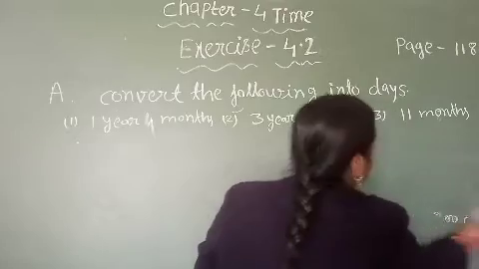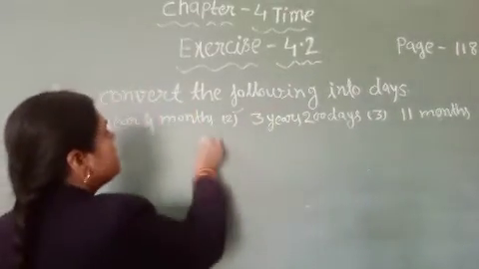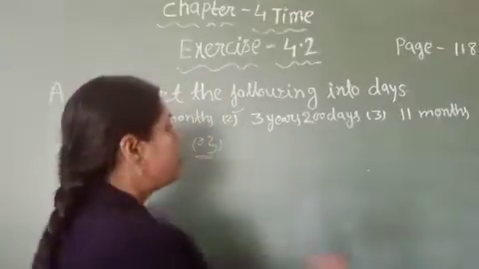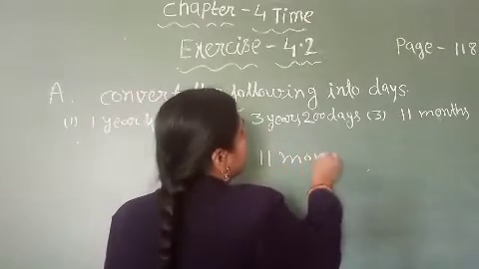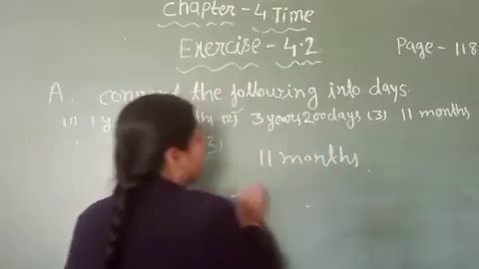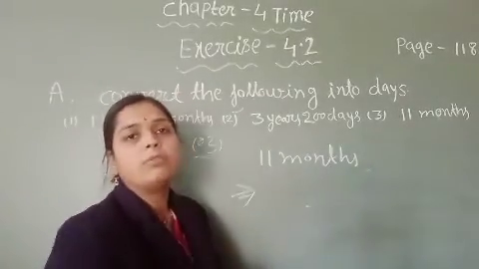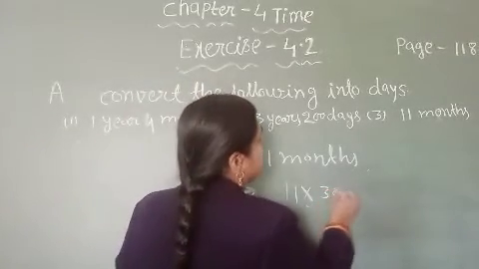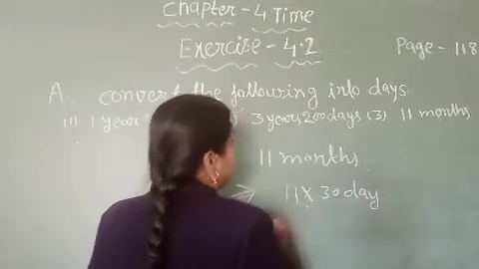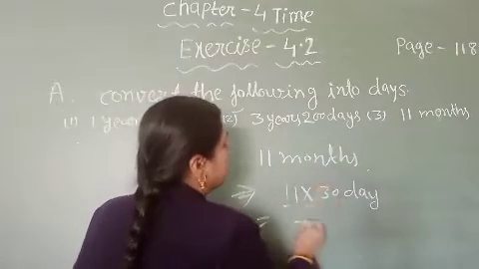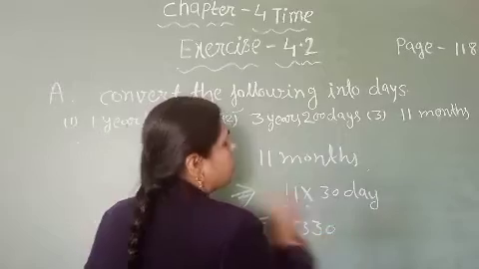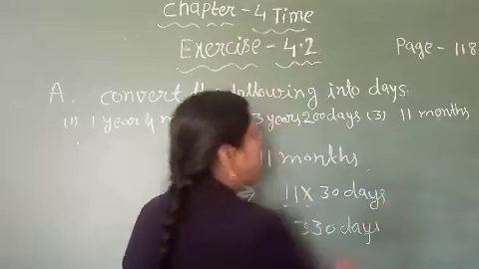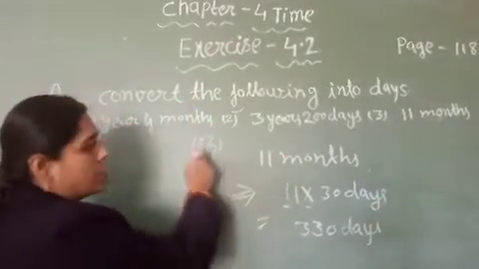Next one is question number 3. See the board. Question number 3 is 11 months. So change 11 months into days. You know that 1 month equals 30 days. So 11 multiplied by 30: 11 multiplied by 3 is 33, and 0 is 0. So the final answer is 330 days. Question number 3 done.